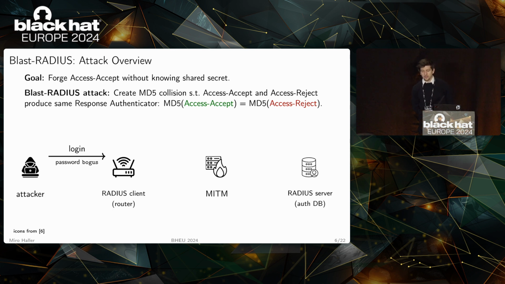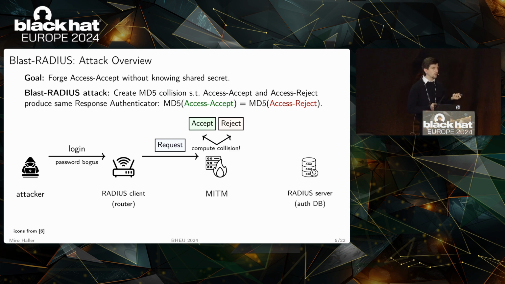All right. So the attack works as follows. The attacker logs in with a username and some random password that is definitely wrong. This will trigger an authentication, an access request that is intercepted by the machine in the middle. So this is the second part of the adversary. The adversary then uses the information in the request to predict what reject the server is going to send. And then it will run an MD5 collision to find the matching accept that has the exact same response authenticator. However, at this point in the attack, we don't yet know what this response authenticator is.